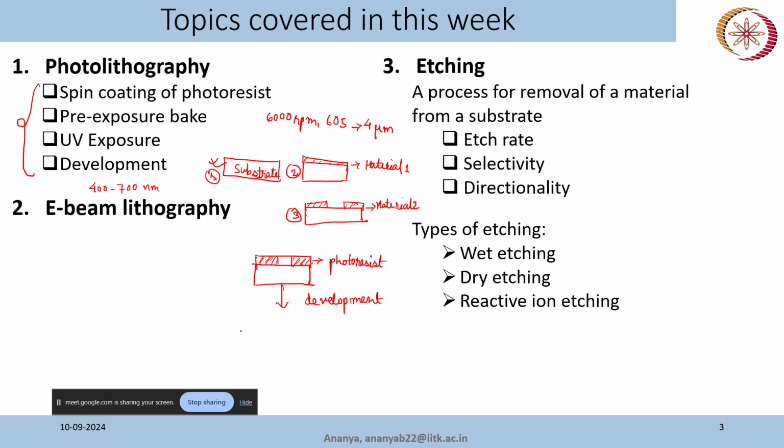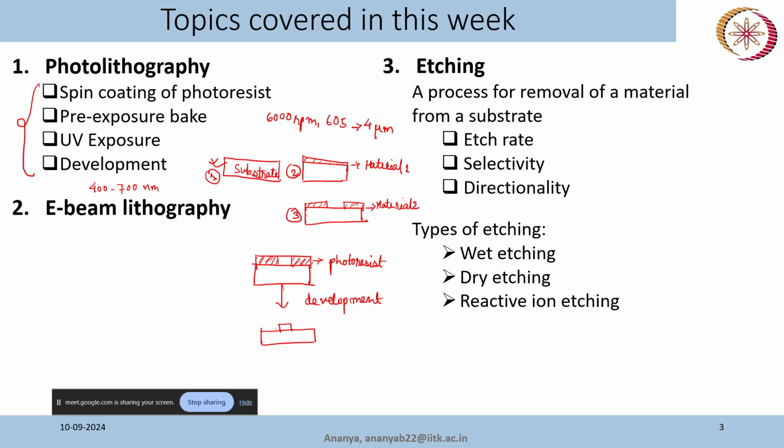And what we do normally after dipping it in developer, we rinse the substrate, or rinse our wafer, with DI water, and we dry using a nitrogen gun. So finally we will have a structure like this. This is the remaining photoresist. Now we can do other processes after this photolithography step.